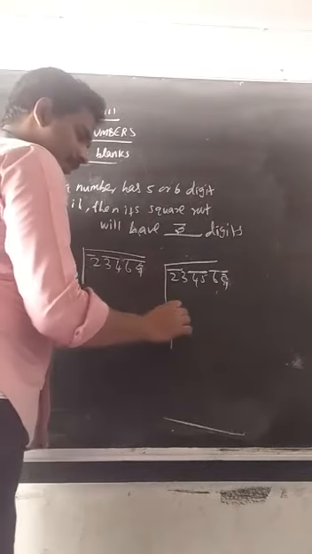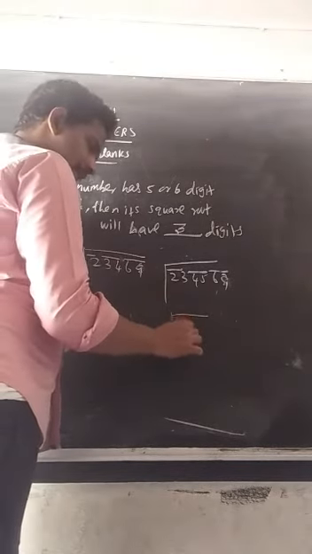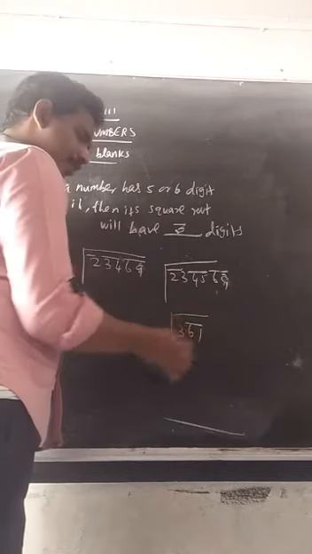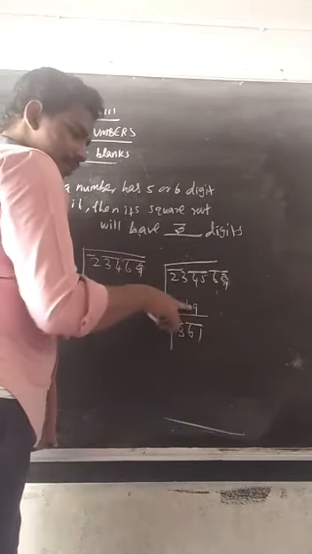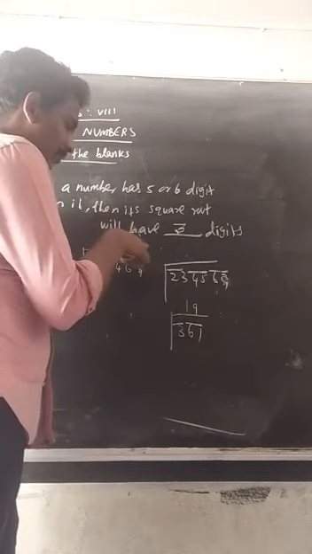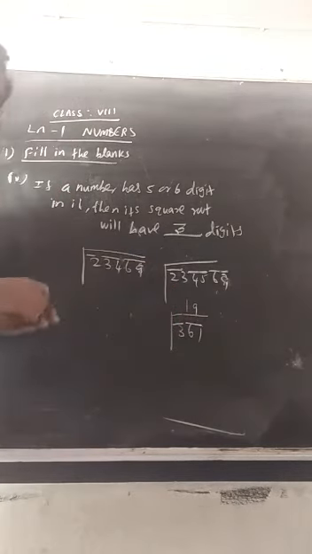Before, we already knew this. For example, 361: we applied bars here, and then we got the answer 19. So 2 bars means the answer will be 2 digits. In the same way, here 3 bars are there, so the answer will be 3 digits.